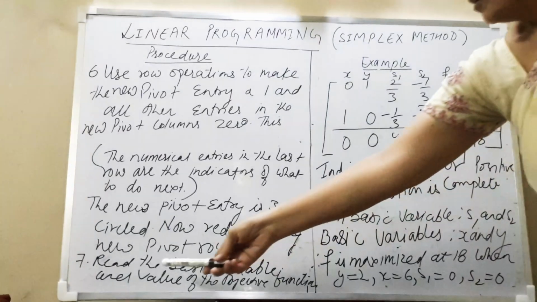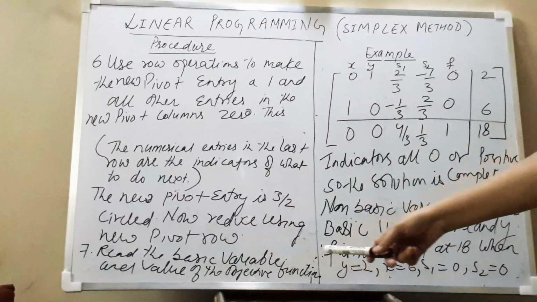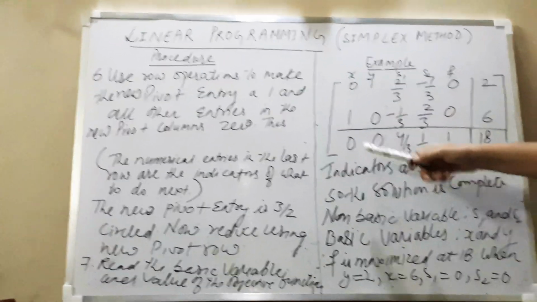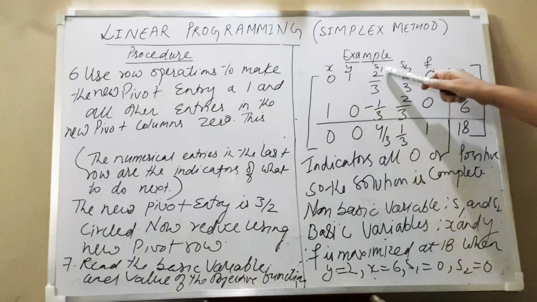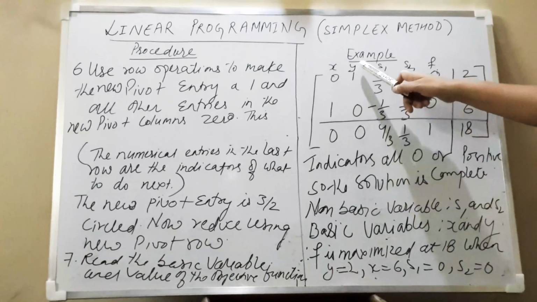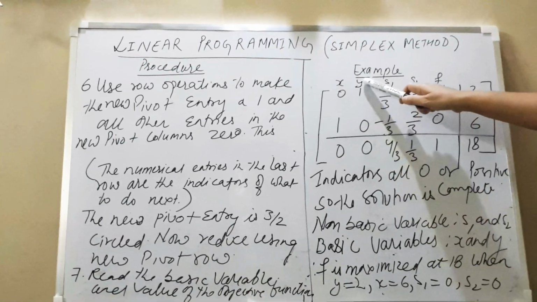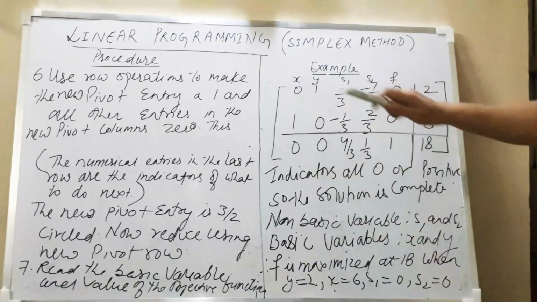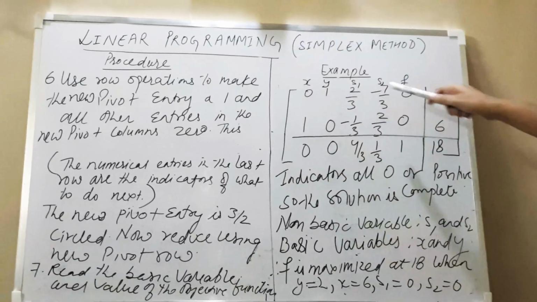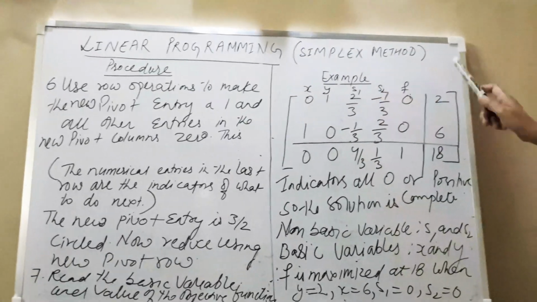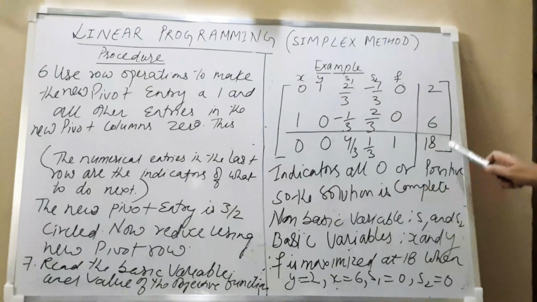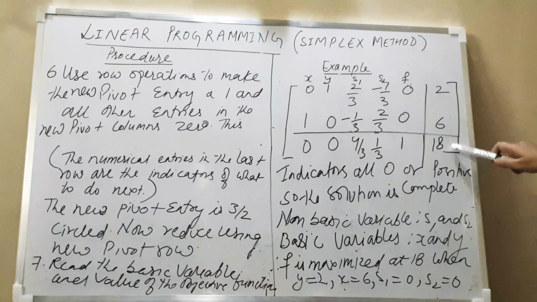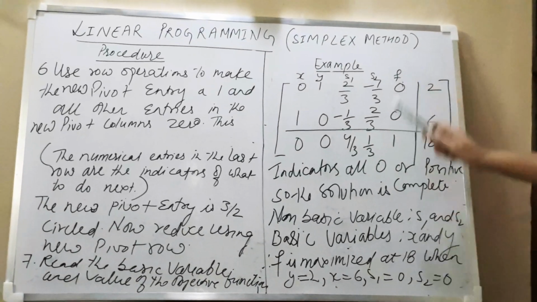So you can read the basic variables and the value of the objective function from this simplex matrix after setting all the non-basic variables to zero and the basic variables to 1. This is a basic variable, we have written 1 here. This is a basic variable, we have written 1 here, and set all other variables 0. So we get Y as 2 and X as 6, and the optimal solution, the maximum value of the objective function, is 18. So here is the solution, and your solution is complete.